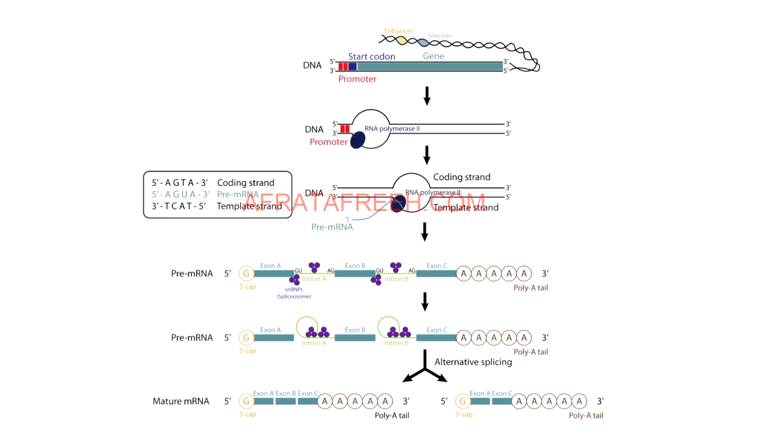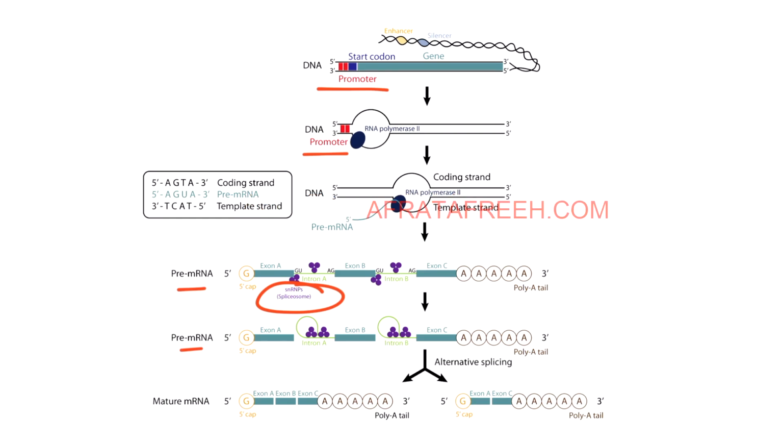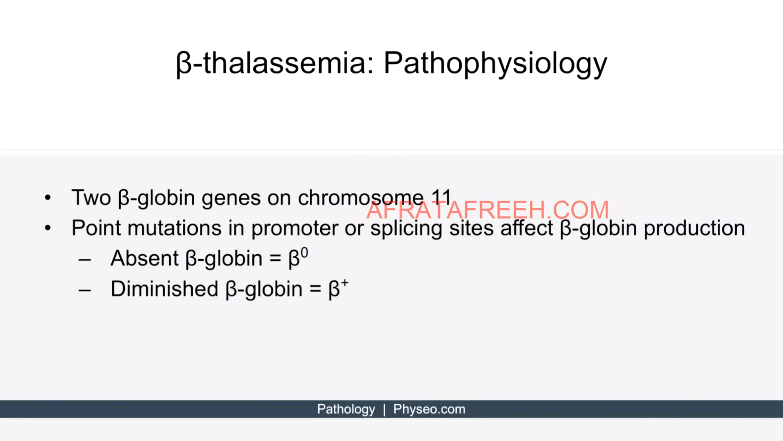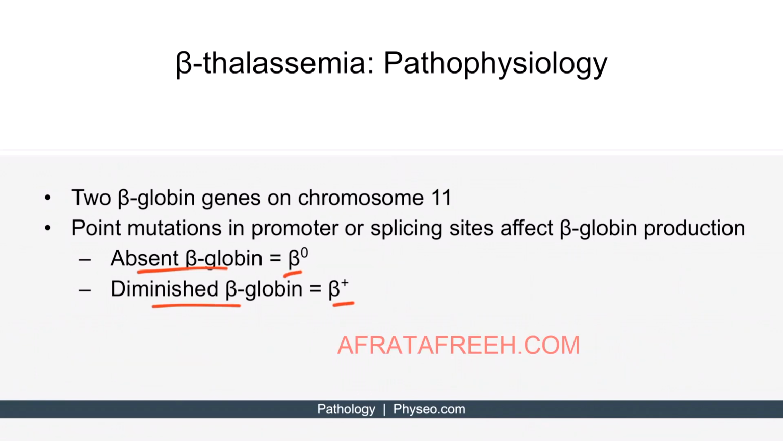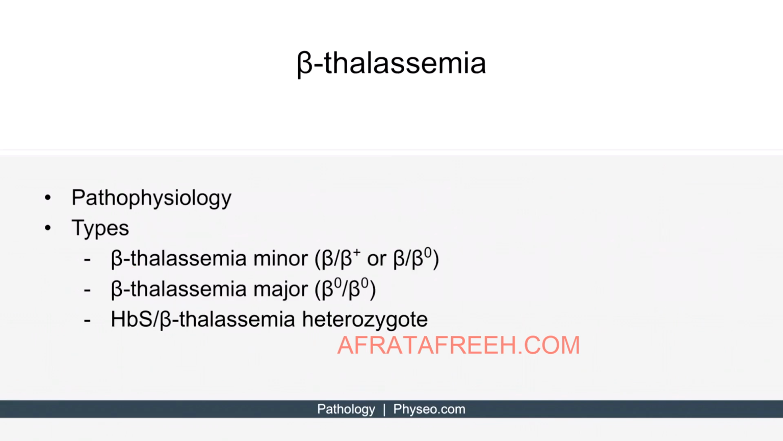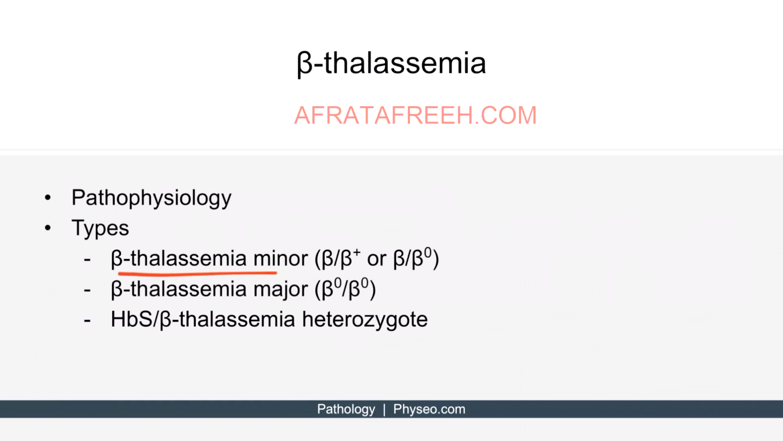We can see the promoter region right here and spliceosomes right here, which are removing introns of pre-mRNA. So if these regions are mutated, it can result in beta thalassemia. Mutations result in either absent beta globin, which is represented as beta null, or diminished beta globin, which is represented as beta plus. Okay, now let's move on to the types of beta thalassemia, starting with beta thalassemia minor.